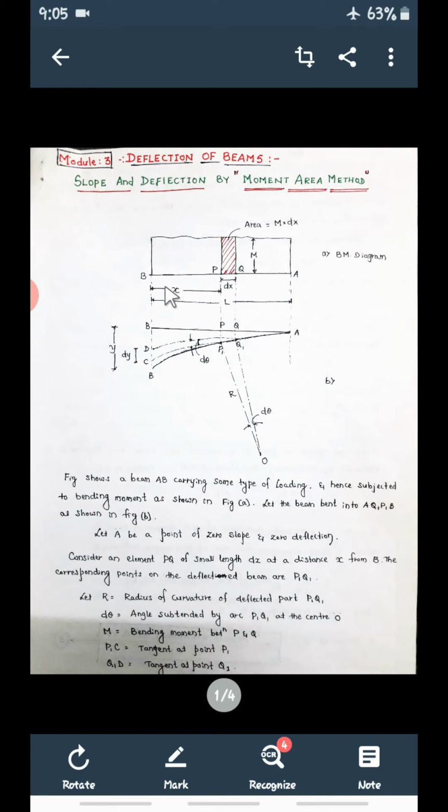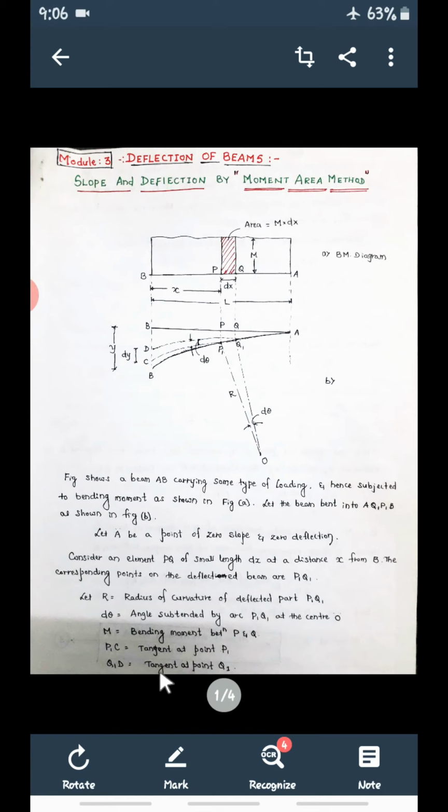Now see, if you draw the bending moment diagram for general loading, this is the general bending moment diagram. So extend these points. We have taken PQ, and this diagram will be the bending moment for this PQ part. So M will be the bending moment between P and Q.